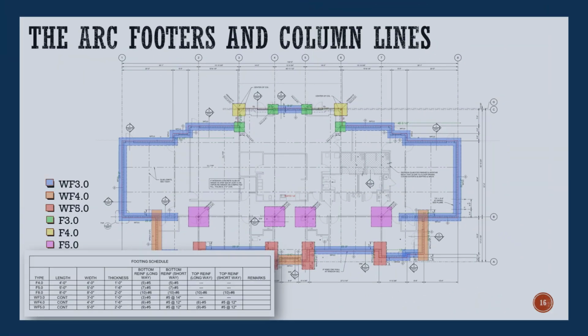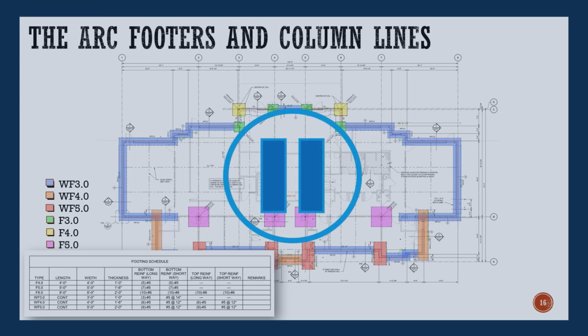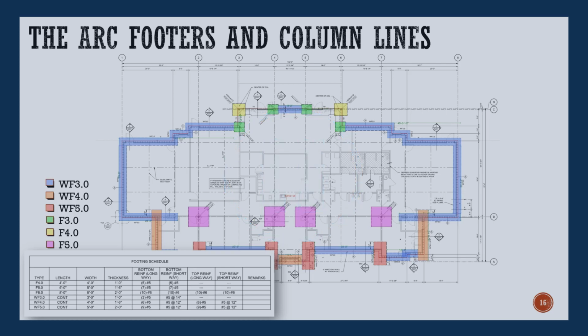Let's look at the footers and column lines. Pause the video and pull out S101 and A110. Looking at S101, we have highlighted the footers by type and size. The isolated footings are the Fs. They will have the column bearing down on them. The wall footings are the WFs. These are the wall footings where the CMU will be constructed.